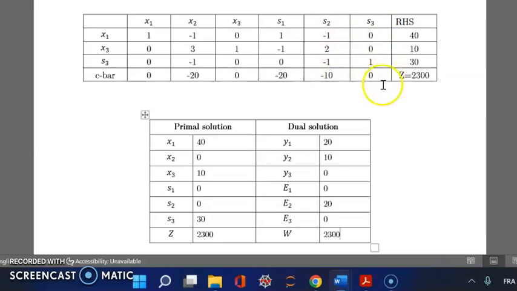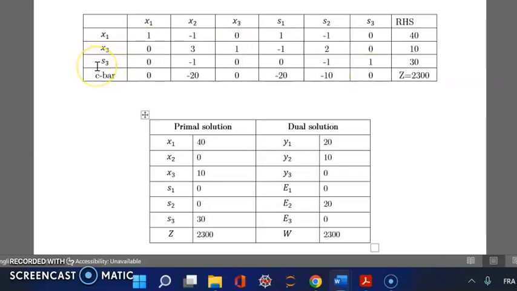So for resource 3 or C, I'm not interested in acquiring any additional units since its shadow price is 0, so it's not worth anything to me.